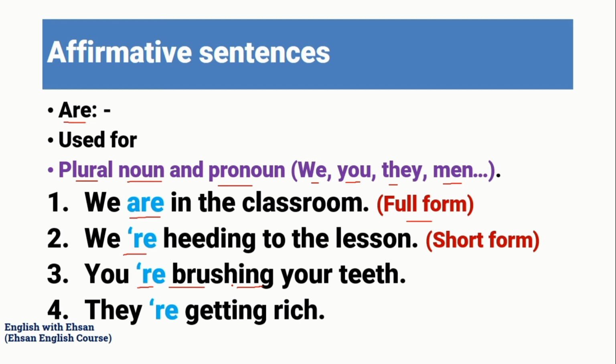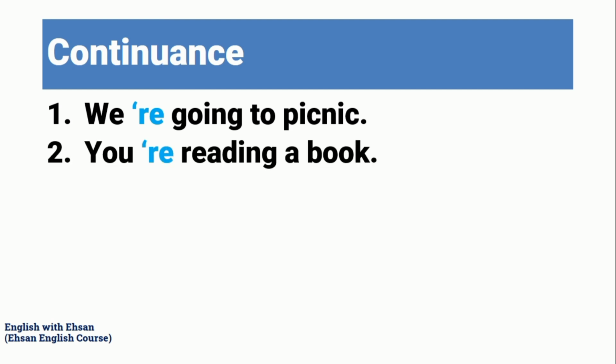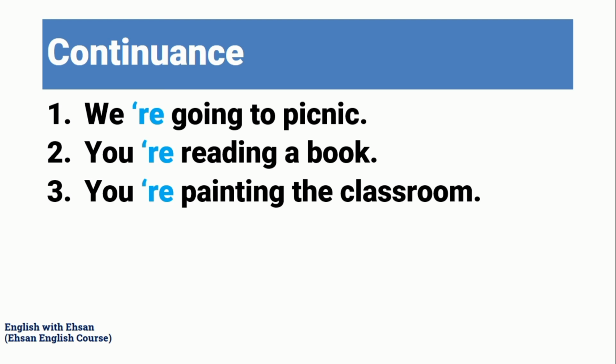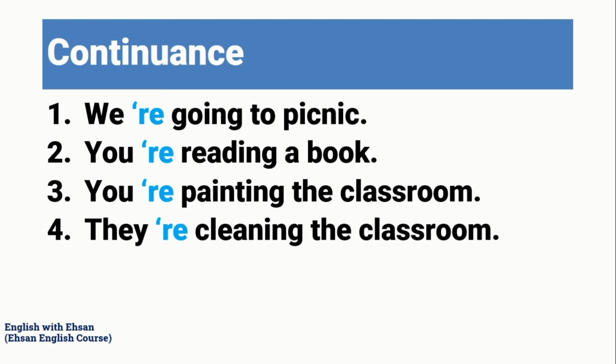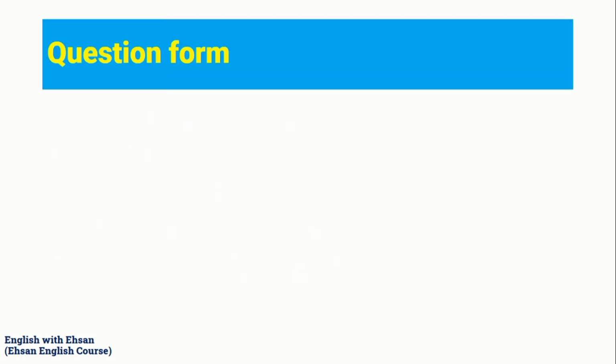Here we have number four, they are getting rich. Continuous: we are going to a picnic. Number two, you are reading a book. Number three, you are painting the classroom. Number four, they are cleaning the classroom. Number five, David and Marie are from Canada.